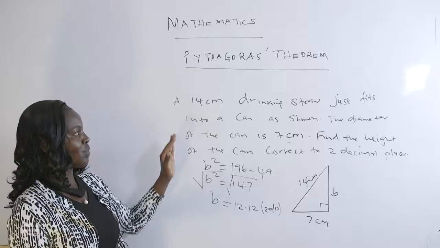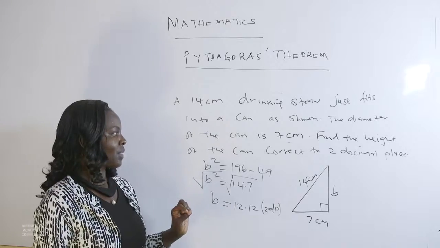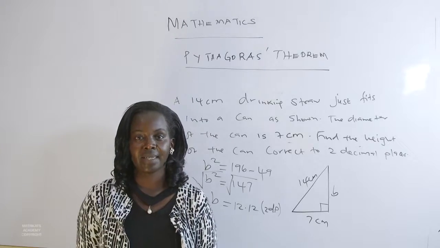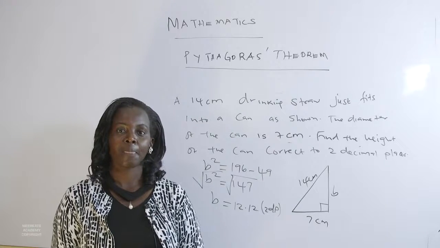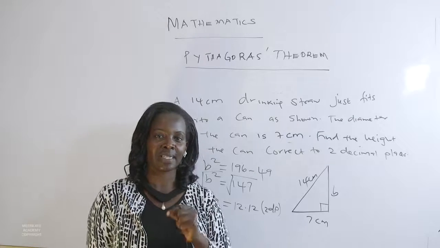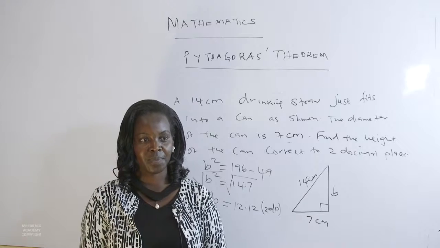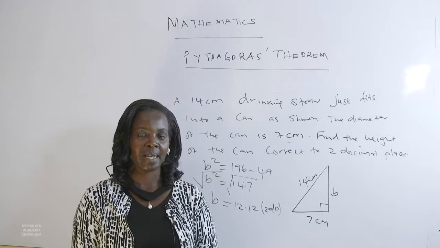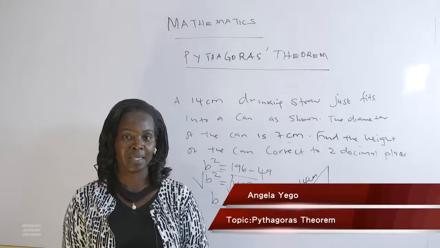So you can see that we are able to use the Pythagoras theorem to solve problems involving lengths. So today we have learned about Pythagoras theorem, and we have said it states that the sum of the squares of the two shorter sides of a right angle triangle is equal to the square of the hypotenuse. And we have seen how the Pythagoras theorem can be proved, and also how it can be used to solve real life problems. Thank you.